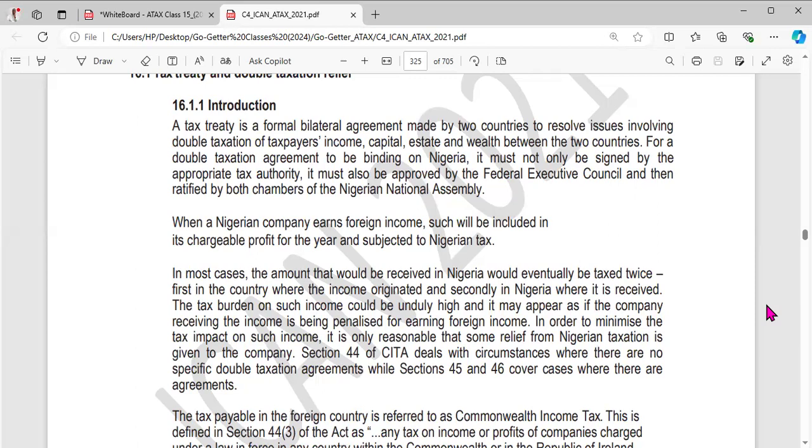Section 44 of CITA deals with the situation where there is no specific double taxation agreement, while in sections 45 and 46, we'll see where there is a double taxation agreement.